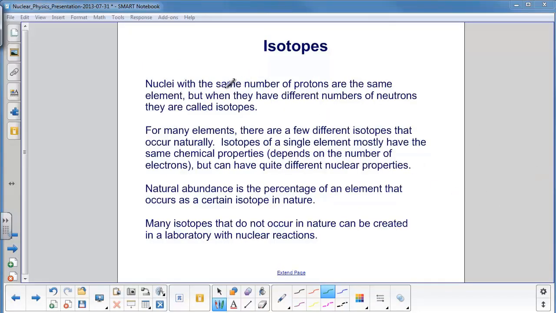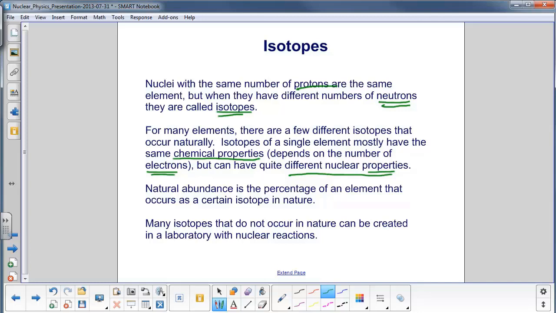Isotopes. Nuclei with the same number of protons are the same element. But when they have different numbers of neutrons, different atomic masses, they are called isotopes. So, same number of protons, different number of neutrons. For many elements, there are a few different isotopes that occur naturally. Isotopes of a single element mostly have the exact same chemical properties because chemical properties depend on the electron structure. And isotopes all have not only the same number of protons, but also the same number of electrons. So they're pretty much the same chemically. There's some difference, but for the most part they act the same chemically. However, they can have quite different nuclear properties.